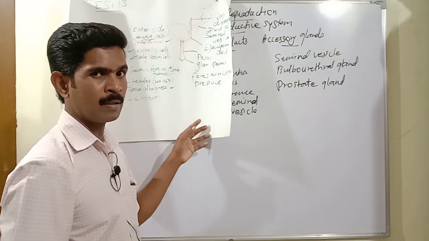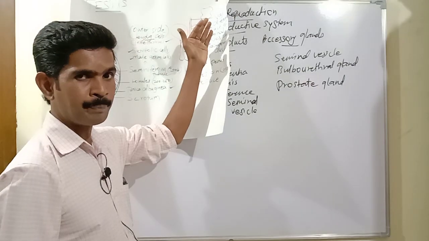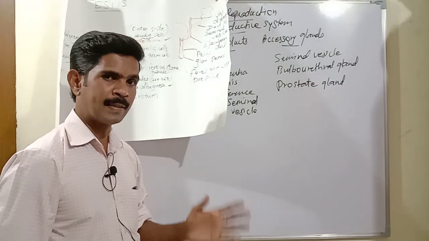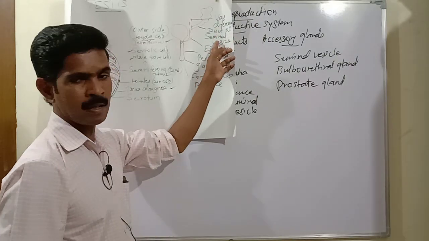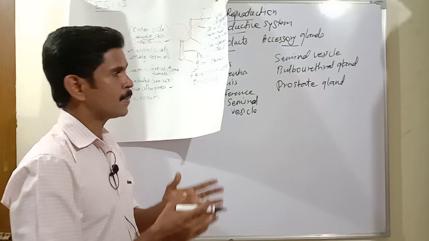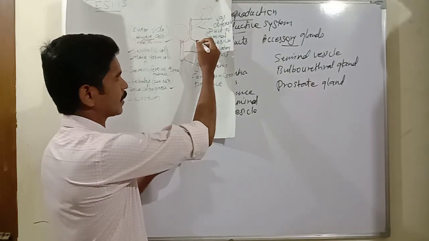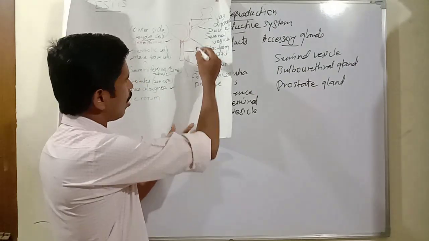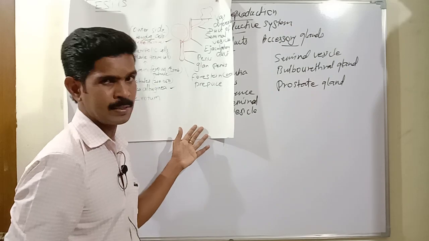So once again, repeat all these points, the final point now. See, the vas deferens is connecting with another duct, called the duct of the seminal vesicle. Then after joining with this duct, these two ducts together form a common ejaculatory duct. This common ejaculatory duct opens in the urethra region.